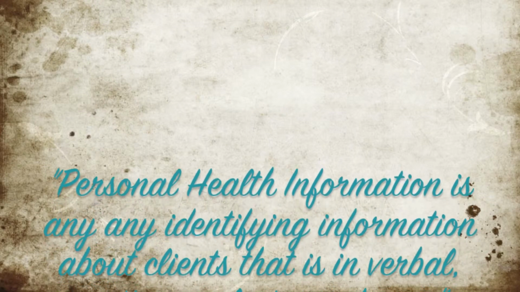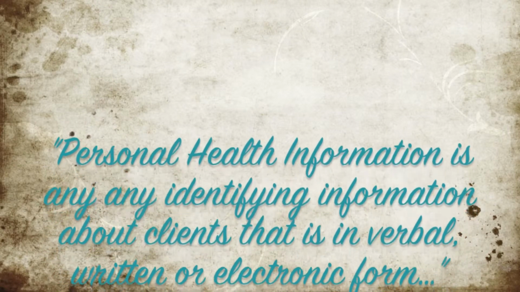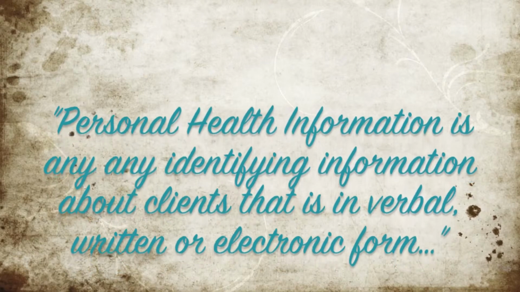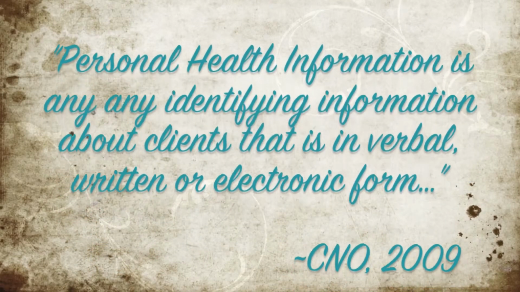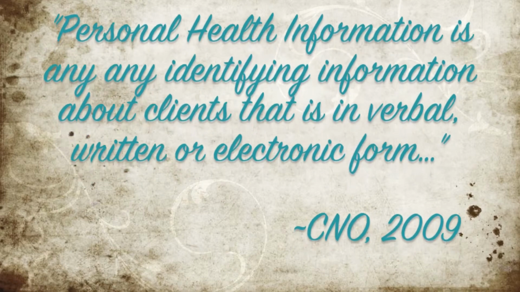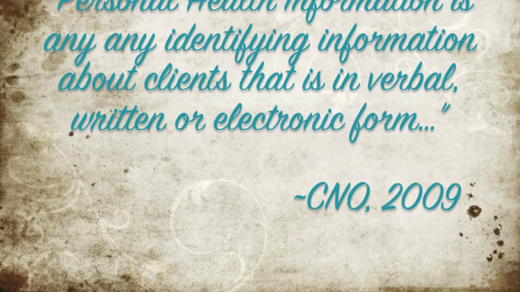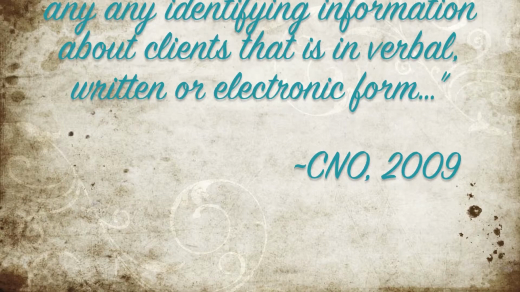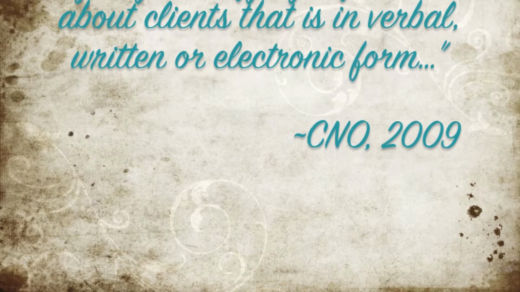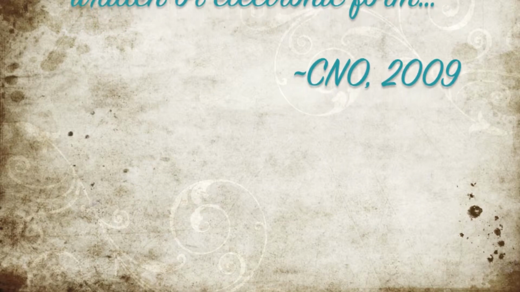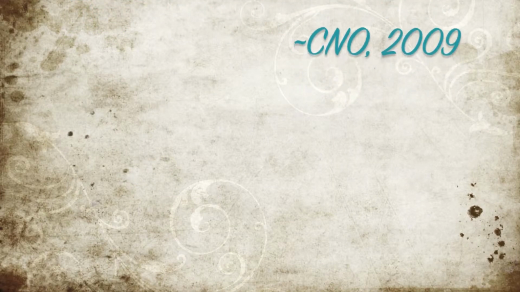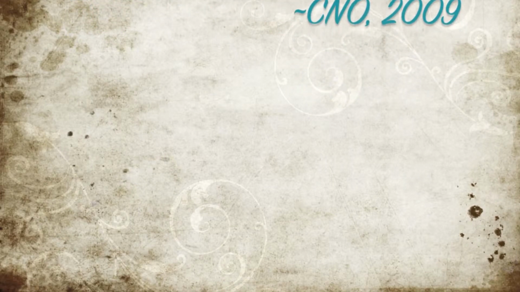Before I discuss my artifacts on personal health information, I decided to find the definition on what personal health information is specifically. The College of Nurses of Ontario defines personal health information as any identifying information about clients that is in verbal, written, or in electronic form, and it includes any information about the client's physical or mental health, care previously provided, a plan of service, donation of body parts or substances, a person's health number, or the name of the client's substitute decision maker.